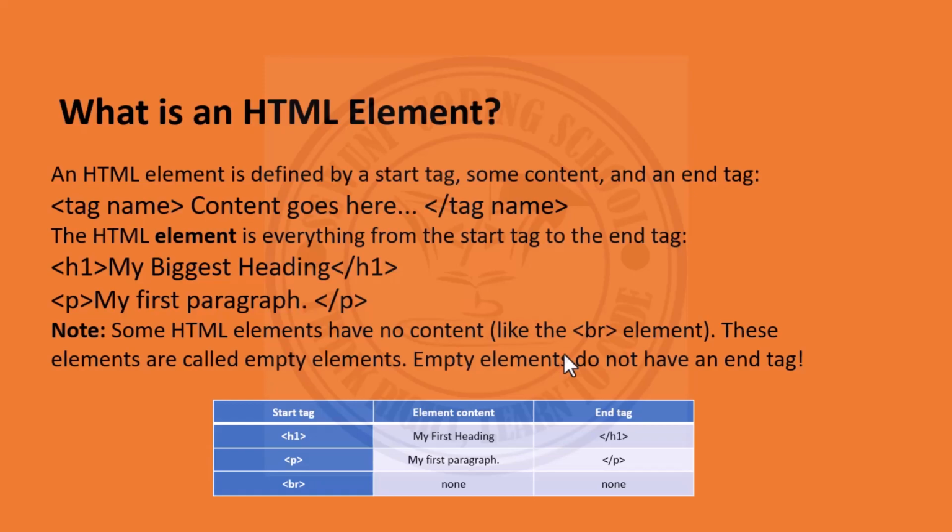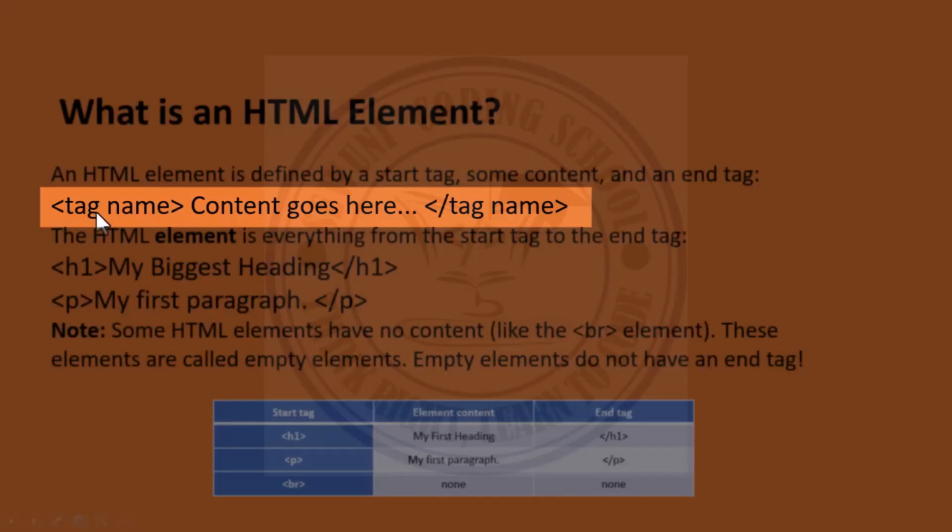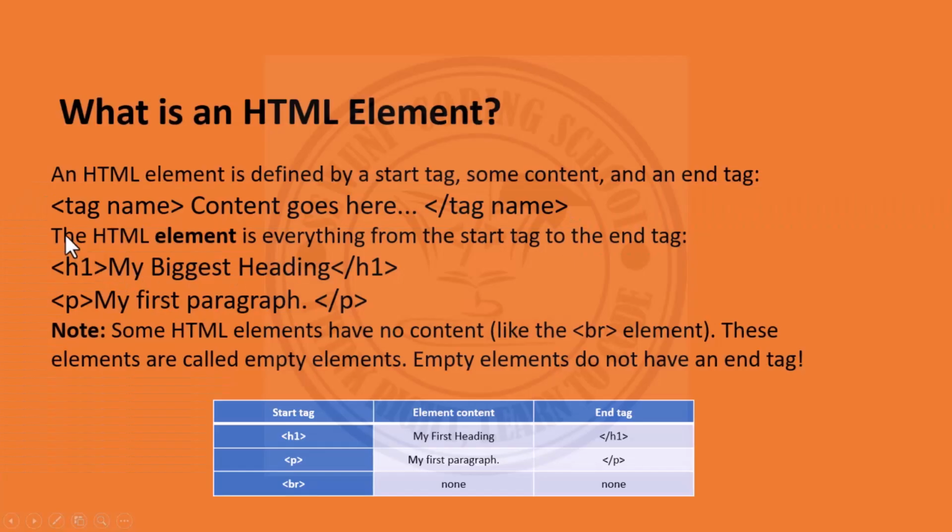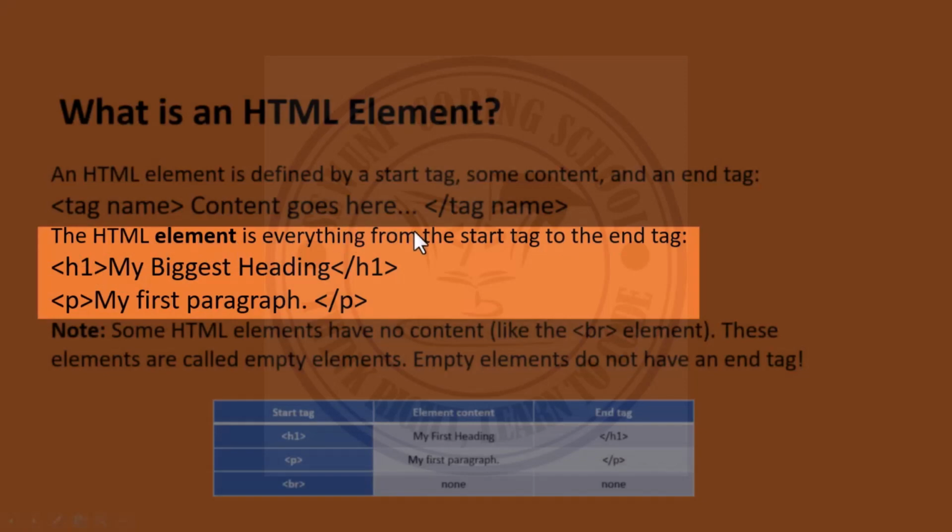What is an HTML element? Now, an HTML element is defined by a start tag, some content, and an end tag, just like you see it here. The tag name will come here. So whether it is head, HTML, paragraph P, or H1 for heading 1, you write whatever you want to display here, and then you end it by bringing a left angle bracket, a /, and the name of the tag you entered here, and then you use a right angle bracket. Now, the HTML element is everything from start tag to the end tag.